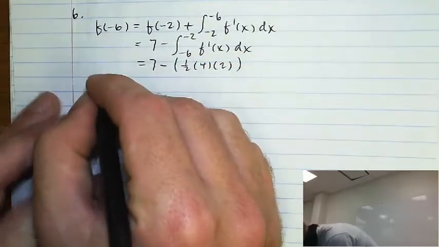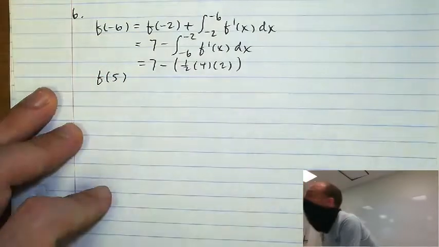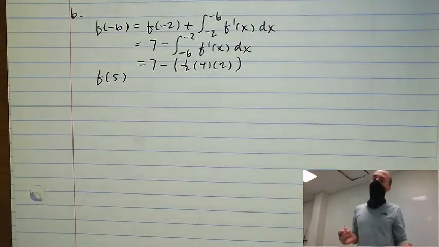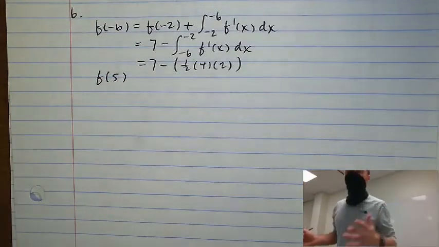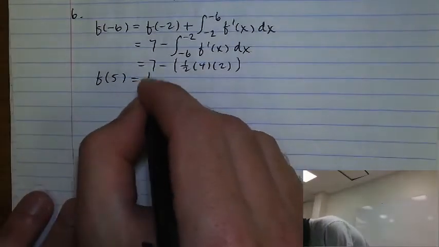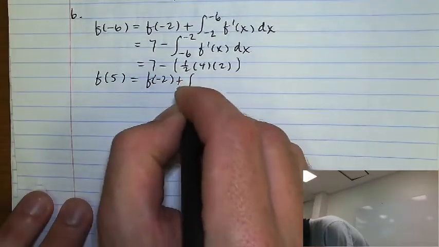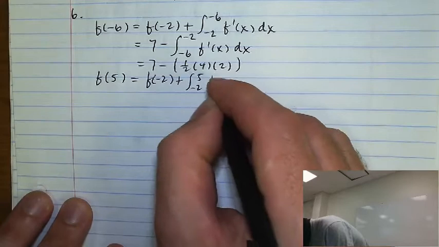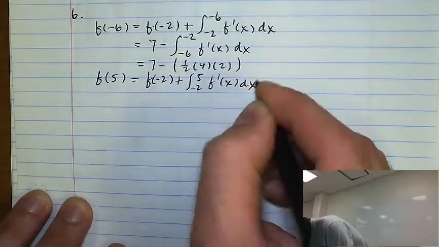And I'm going to stop there. F of 5. Now, because I've done this problem already once, I know I'm going to actually need that number eventually, but I'll deal with that when I need it. F of 5 equals f of -2 plus the integral from -2 to 5 of f prime of x.